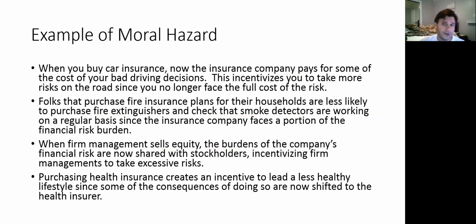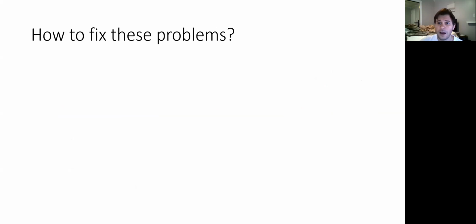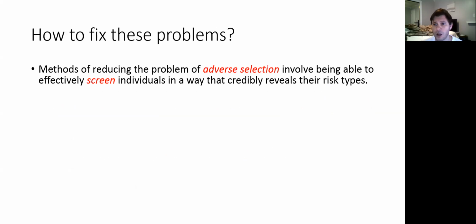Okay, so, how do we fix these problems? How do we see these problems being addressed in practice? Well, there's a few ways. There are some methods of reducing the problem of both adverse selection and moral hazard. It turns out with adverse selection, solving these problems really involves being able to effectively screen individuals to identify the risk type or to get individuals to credibly reveal their own risk types.